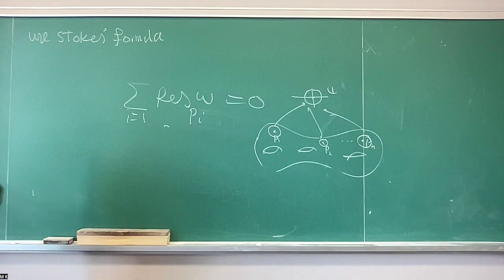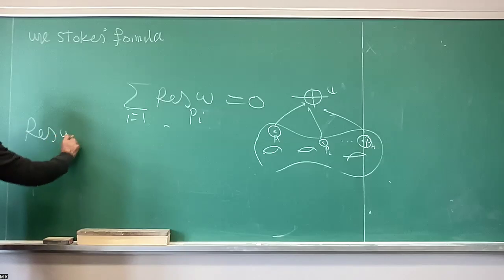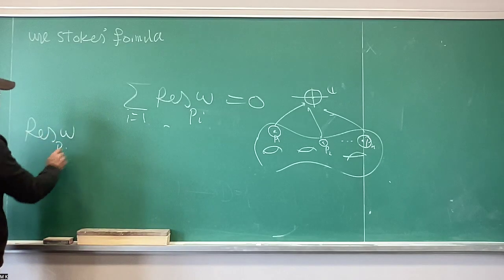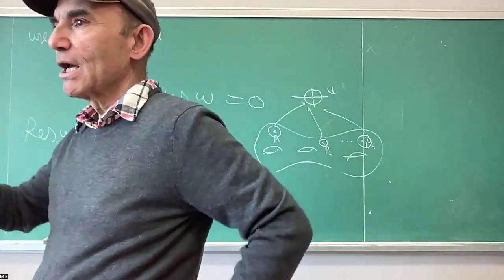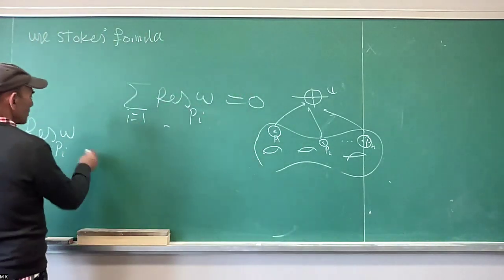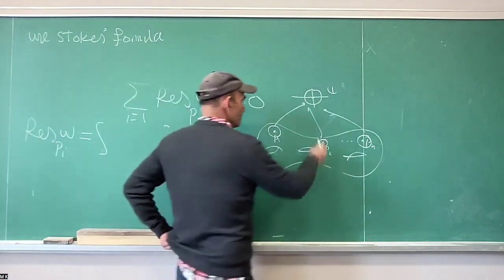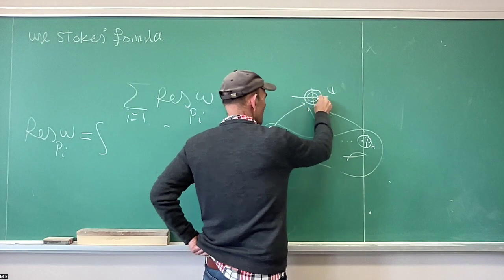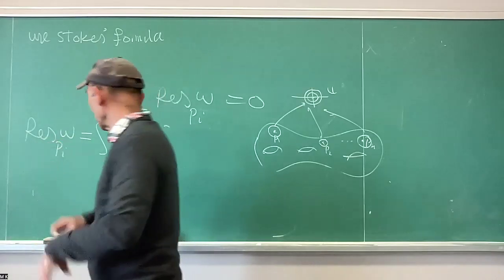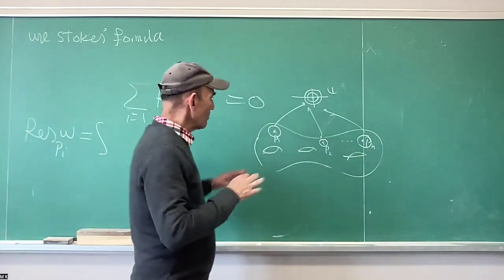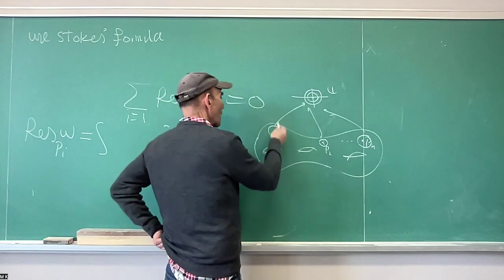One thing you notice is that the residue of omega at Pi, we just defined it. But if you bring this omega to this open unit disk, the residue can be calculated as an integral. So this is equal to an integral over some Ui, which is isomorphic to the open unit disk. But I have to choose this a little bit smaller.